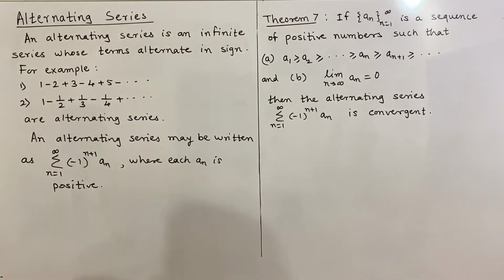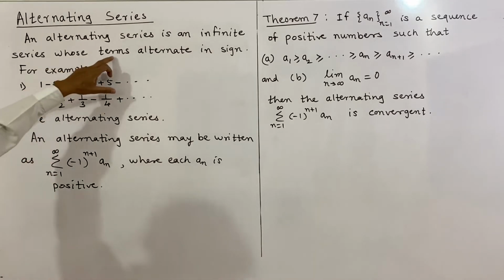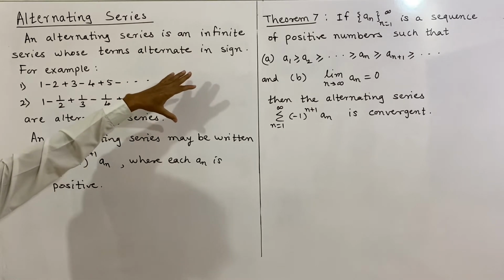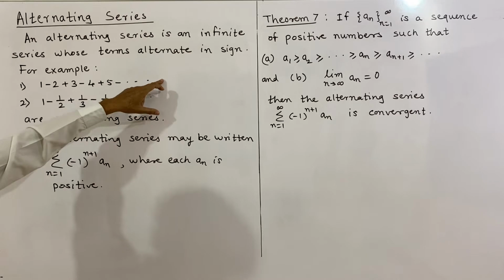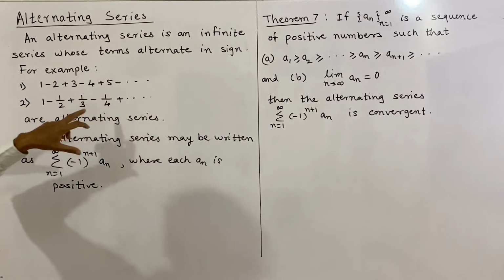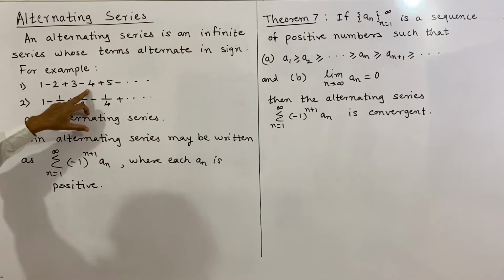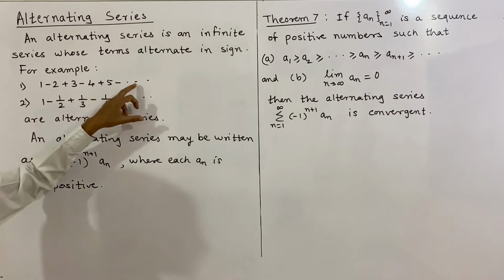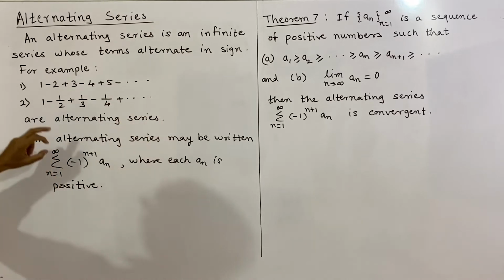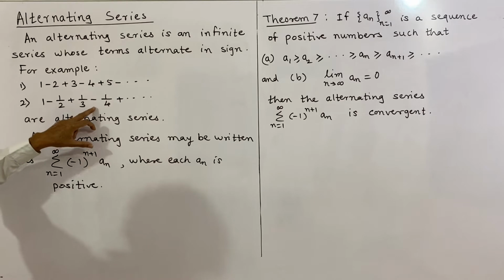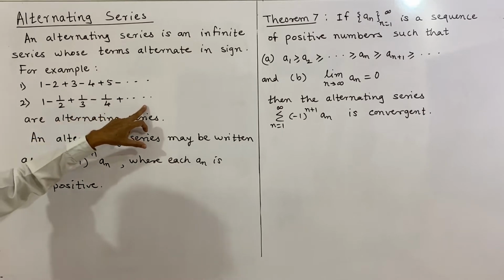Here I have written the meaning of alternating series, which is simple to understand. An alternating series is an infinite series whose terms alternate in sign. That means positive, negative, and so on. So, for example, the first series I have written here is 1 minus 2 plus 3 minus 4 plus 5 minus 6 plus 7 and so on. The second is 1 minus 1 by 2 plus 1 by 3 minus 1 by 4 plus so on.